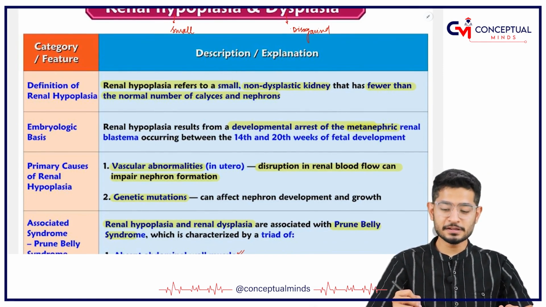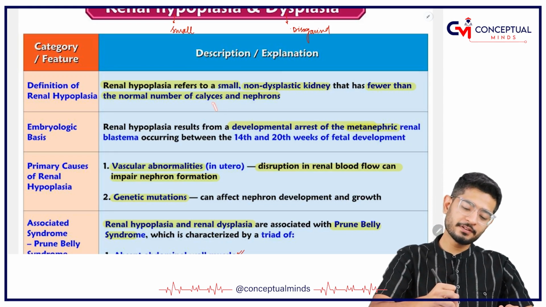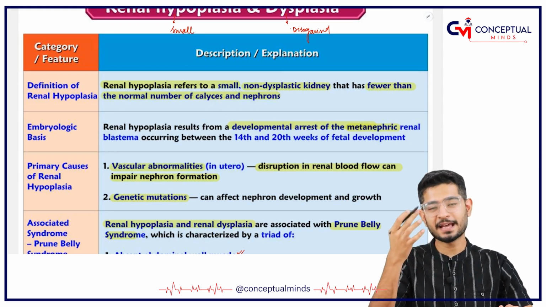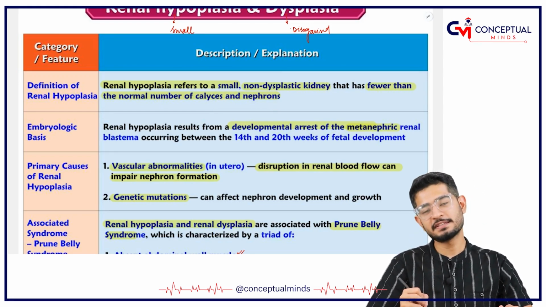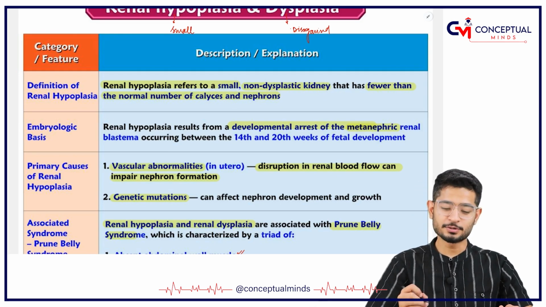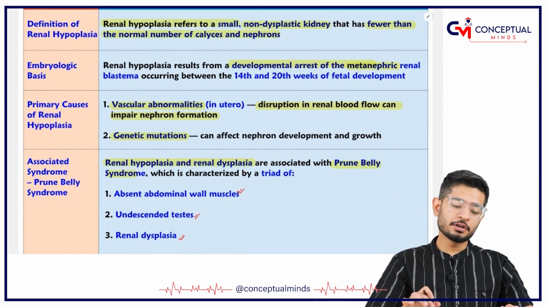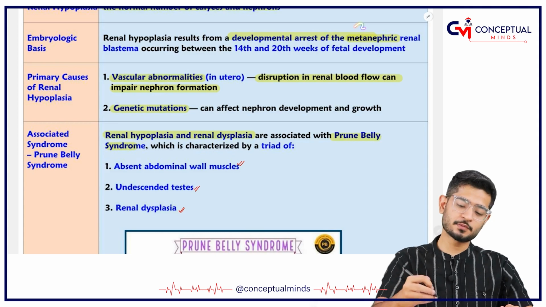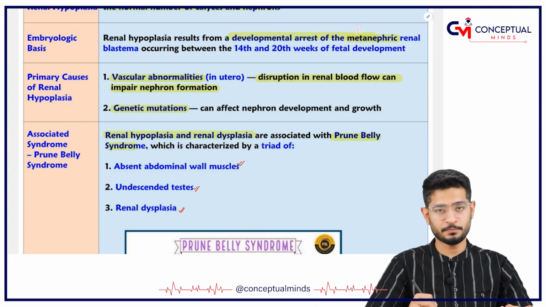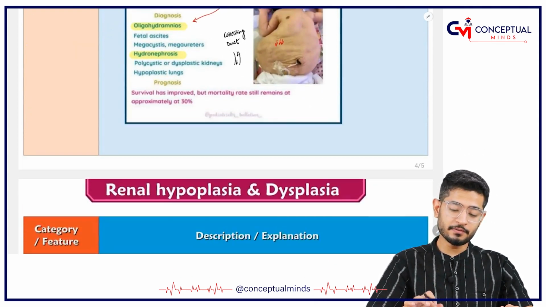Now since the kidney is small, the number of minor calyx, major calyx, and of course the nephrons, PCT, DCT, loop of Henle, collecting duct, all of them are going to be less. Why does this occur? You all must know that the kidney develops with the help of metanephrons.